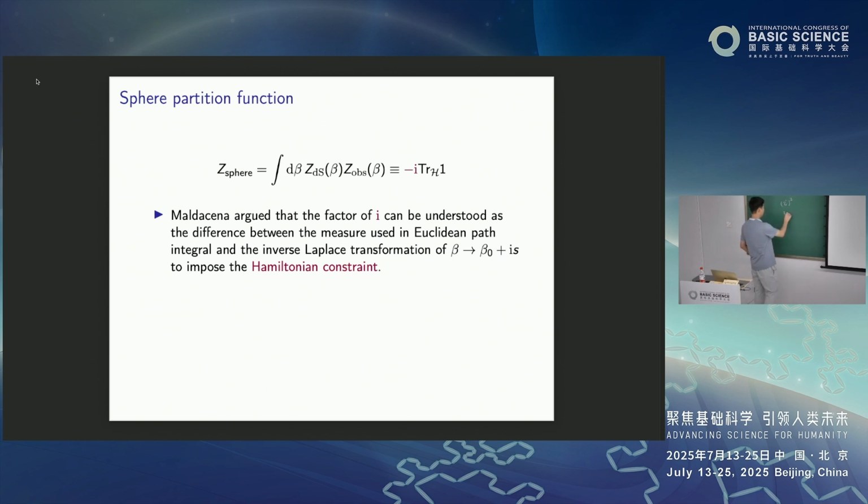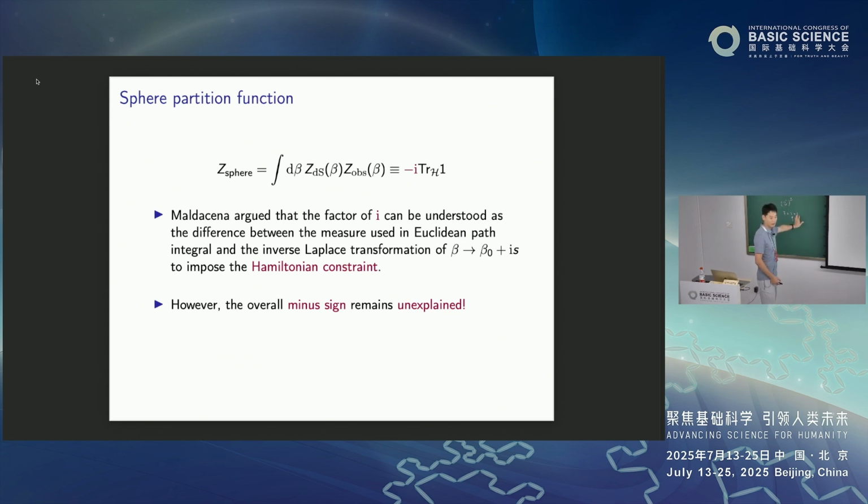The 3 is 1 plus 2. This 1 comes from the l equal to 0 mode of the scale factor, and you can understand it as being related to the inverse temperature of the system. And Maldacena argued that this factor of i can be understood as a difference in the measure between the Euclidean path integral and the inverse Laplace transformation used to impose the Hamiltonian constraint. So that gets rid of one of the i's. And then the rest of the minus signs remain unexplained.